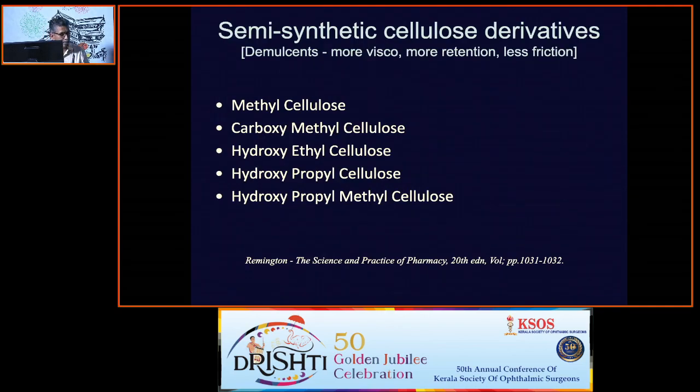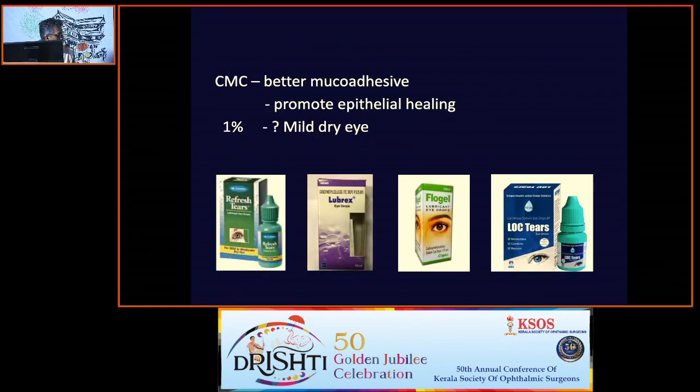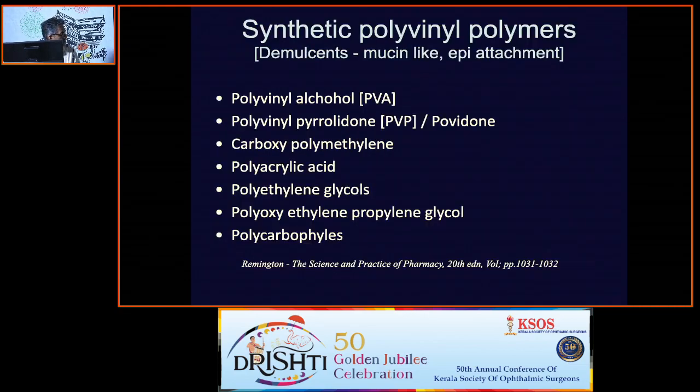So what we commonly use are semi-synthetic cellulose derivatives, methyl cellulose and carboxymethyl cellulose. These are demulcents. They make the tear film slightly more viscous, it retains the tear film for a long period of time, and there is less friction on the surface. A host of products are available, and between HPMC and CMC, CMC is a better mucoadhesive, but in general both are almost similar. And among the synthetic polyvinyl polymers, these have a slightly different mechanism of action.